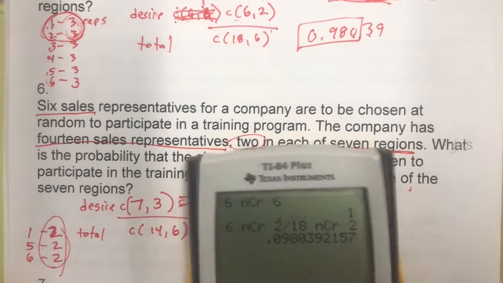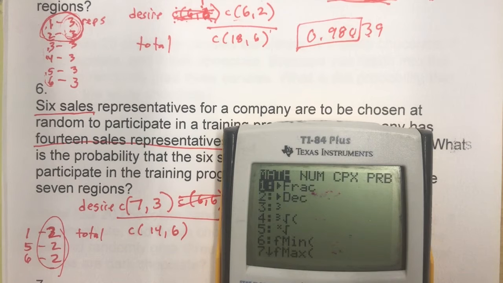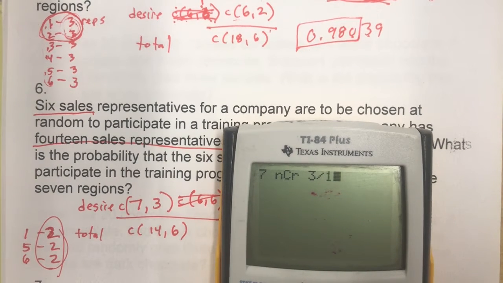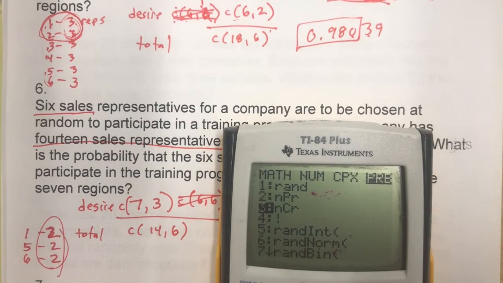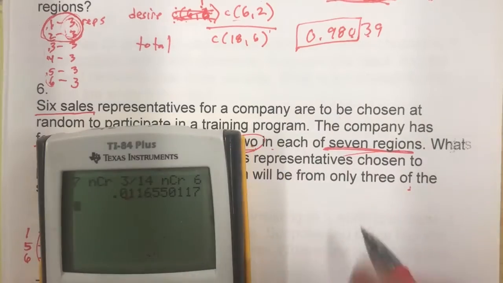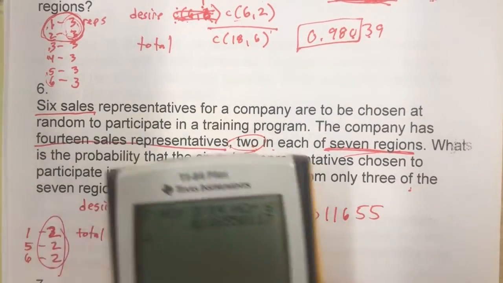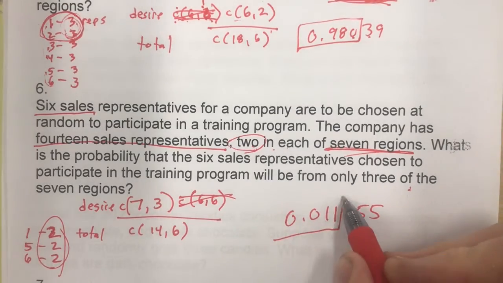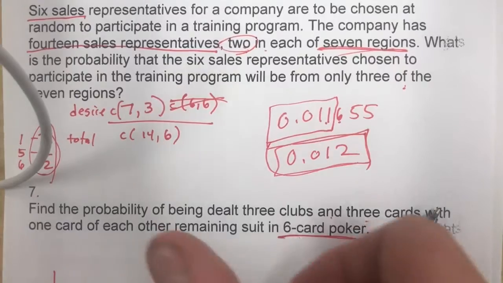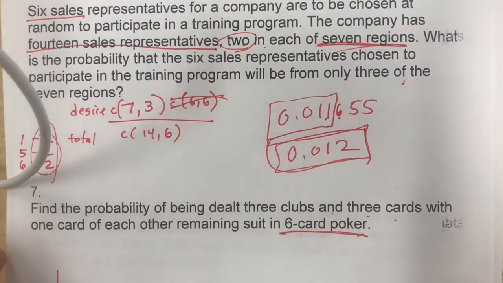Okay, so let's type that in. We got 7 NCR 3 divided by 14 NCR 6. And there you go. 0.011655. If I keep 3 places here, the 6 makes the 1 go up, so 0.012. All right, so that's 0.012. All right.